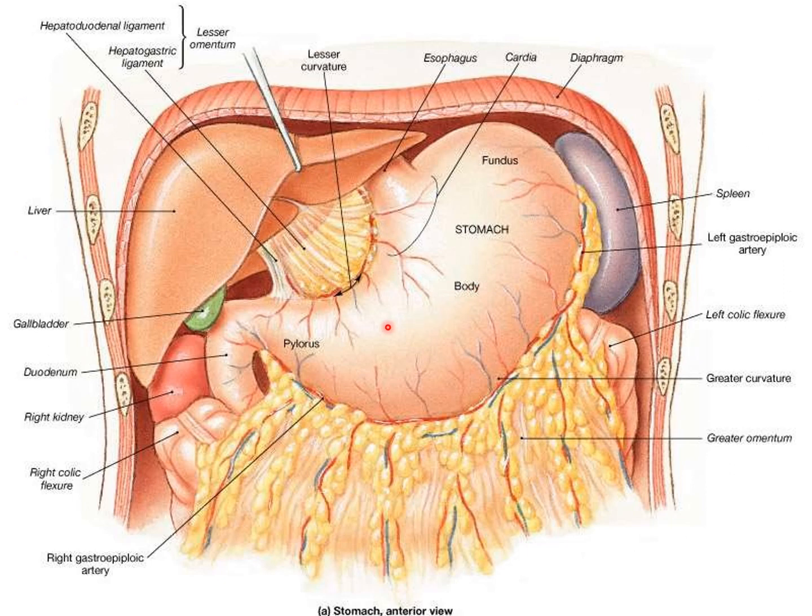In this image, you can see the lesser curvature and the greater curvature. This is the lesser curvature and this is the lesser omentum. This is the greater omentum, which is close to the greater curvature.